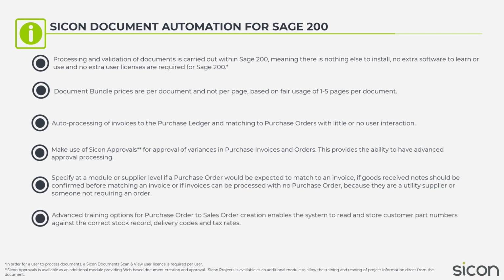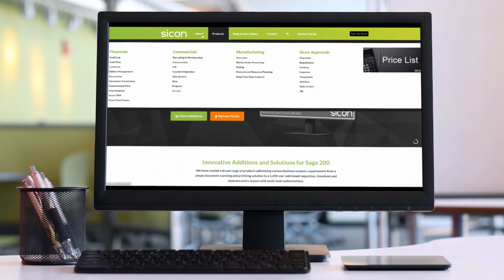Advanced training options for purchase order to sales order creation enables the system to read and store customer part numbers against the correct stock record, delivery codes and tax rates. Seamlessly works alongside Sicon projects to allow the training and reading of project information directly from the document. This is just a sample of the functionality that's available.